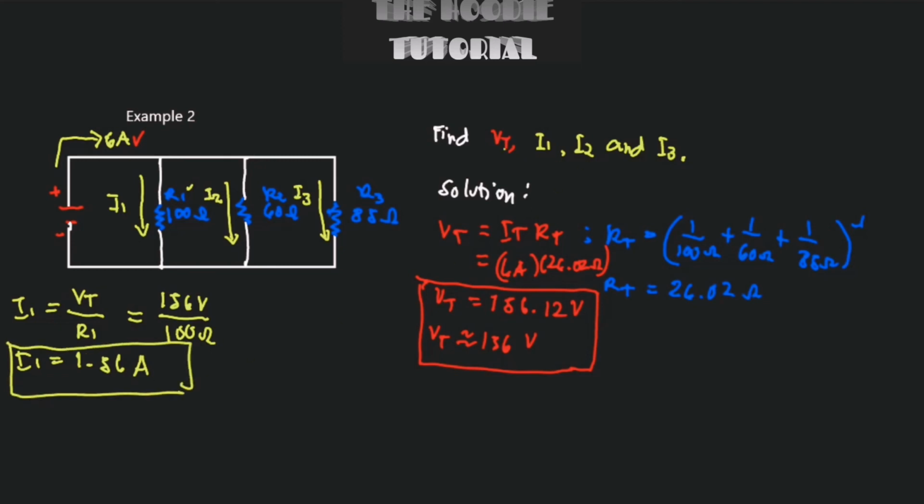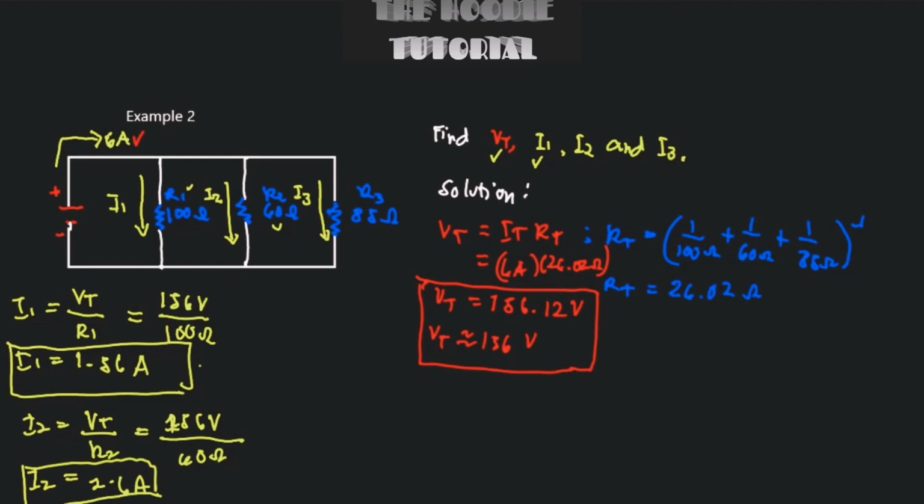So I1, so VT is correct. Check, or I1 is check. Now we need to find I2. We can also use V2 or VT, since they are equal, and then over R2. So our VT is 156 volts, all over R2, which is 60 ohms. So we are going to have I2 equal to 2.6 amps or 2.6 amperes. So let's square that up.